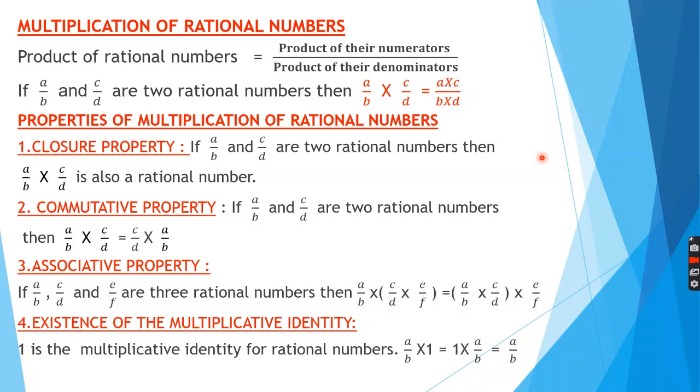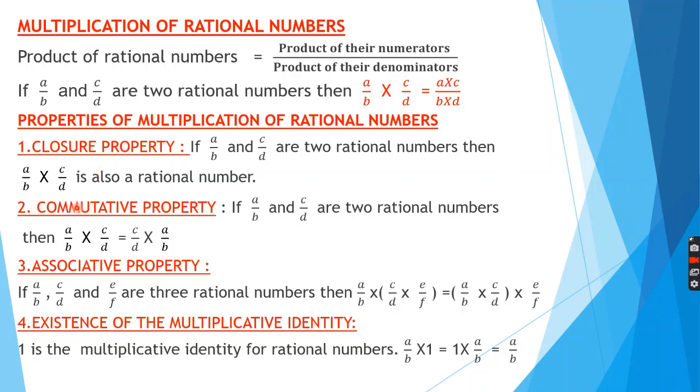Now there are properties of multiplication of rational numbers, as we had already learned in the case of addition and subtraction. First one is the closure property. If a by b and c by d are two rational numbers, then a by b into c by d is also a rational number.